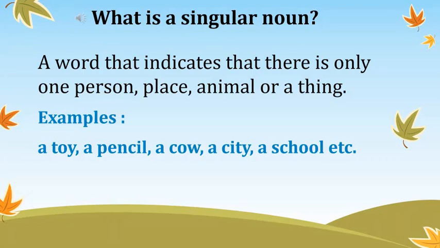Now example children, like we say one toy, a toy. A means one, isn't it? A toy. A pencil, a cow, a city, a school, a notebook, a bell, a chair, isn't it? So these are singular nouns, ekvachan nouns.